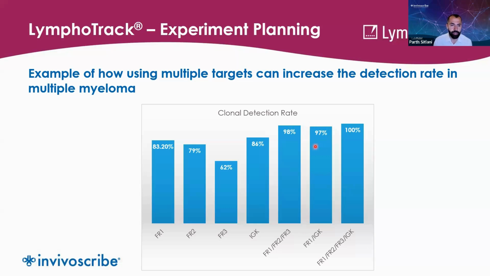And you can get 97% detection using just Framework 1 and IG kappa together. Of course, the ideal scenario is to test all 4 targets, but most labs have to make that calculation to decide which targets they want to test.